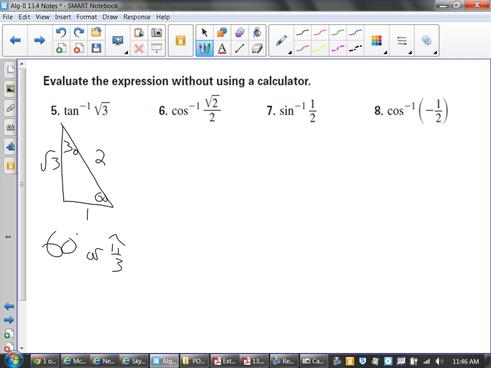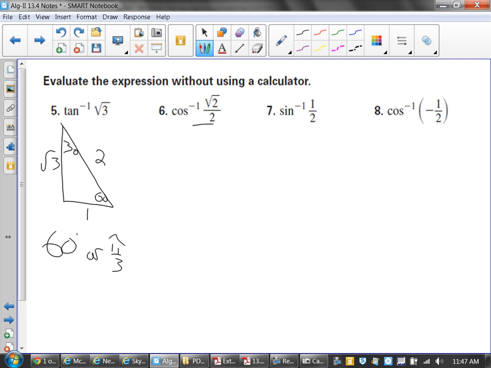Okay. Root 2 over 2, we should know this one off the top of our head. 45 or? Yay! Sine 1/2. 30. Doesn't it feel good that you've learned and accomplished something this week? Yeah, it actually does. Inverse cosine, negative 1/2.